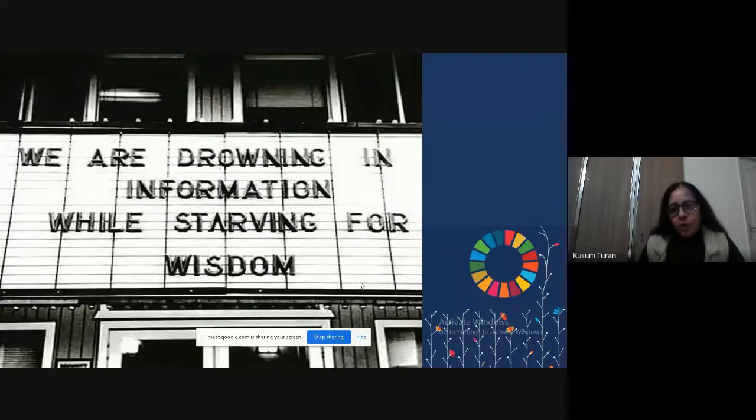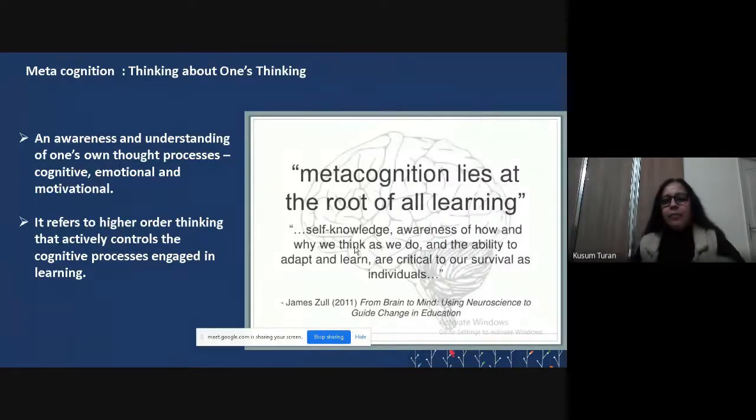And the reason for that is this very famous quote I've been coming across: we are drowning in information while starving for wisdom. We have a lot of information, we have everything, but still somewhere we are not equal. So wisdom will come when we have everything and we are able to apply our knowledge or information for the well-being of the existing planet. So this is the whole agenda here.